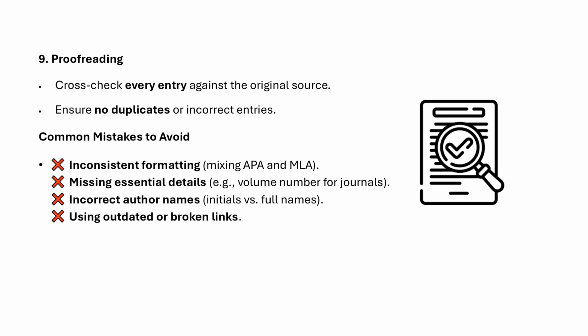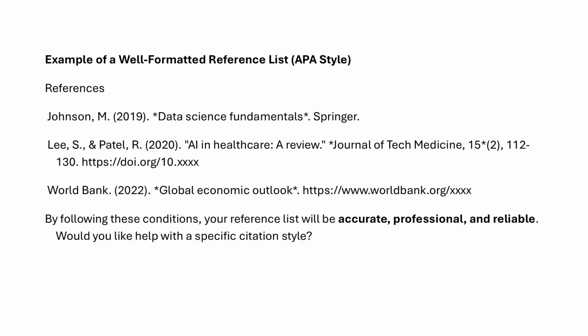And as before, it highlights 4 common mistakes: inconsistent formatting, mixing APA with MLA as an example; missing essential details, such as volume number of journals; incorrect author names, initials versus full names; and using outdated or broken links. Example of a well-formatted reference list using APA style, and here it shows us 3 examples for persons and corporate authors. And it says, by following these conditions, your reference list will be accurate, professional, and reliable.